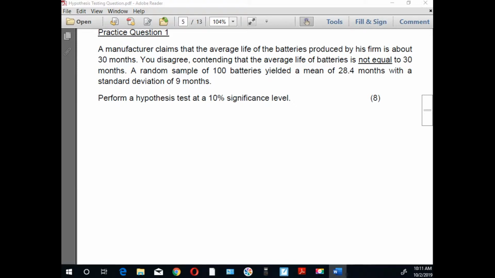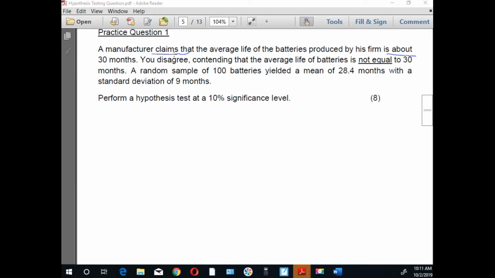A manufacturer claims that the average life of the batteries produced by his firm is about 30 months. About, that is the keyword there. You disagree, contending that the average life of the batteries is not equal to 30 months. A random sample of 100 batteries yielded a mean of 28.4 months with a standard deviation of 9 months. Perform a hypothesis test at 10% significance level.